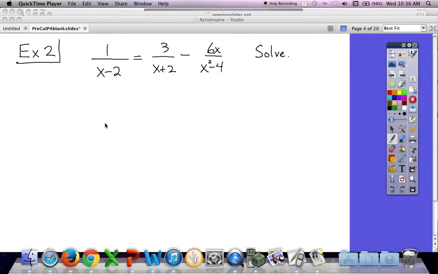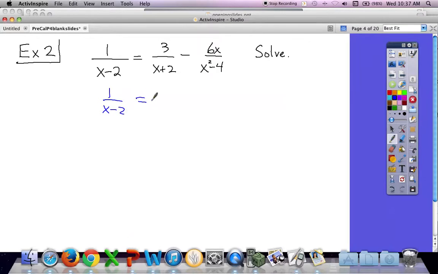So this example 2 in the book, this is also a rational equation. The difference now is that we don't have a 3 and a 4, which is pretty easy to find a common denominator. We've got variable expressions, right? So remember, as a first step on this one, we need to factor the denominators. So 1 over x minus 2 equals 3 over x plus 2.